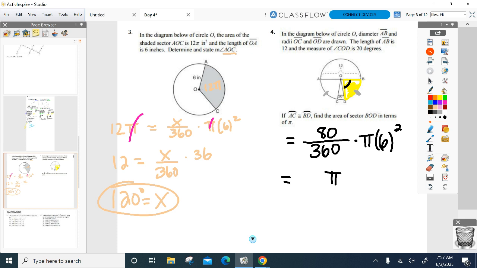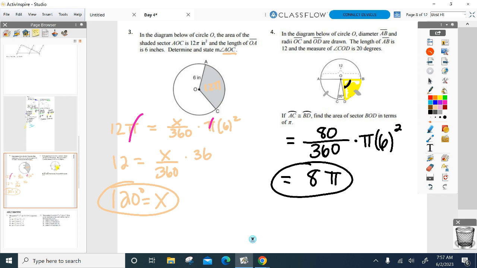Eight pi. Looking good. Absolutely not. That's the area of the circle. We're all good? We're going to fill that in right now, though.